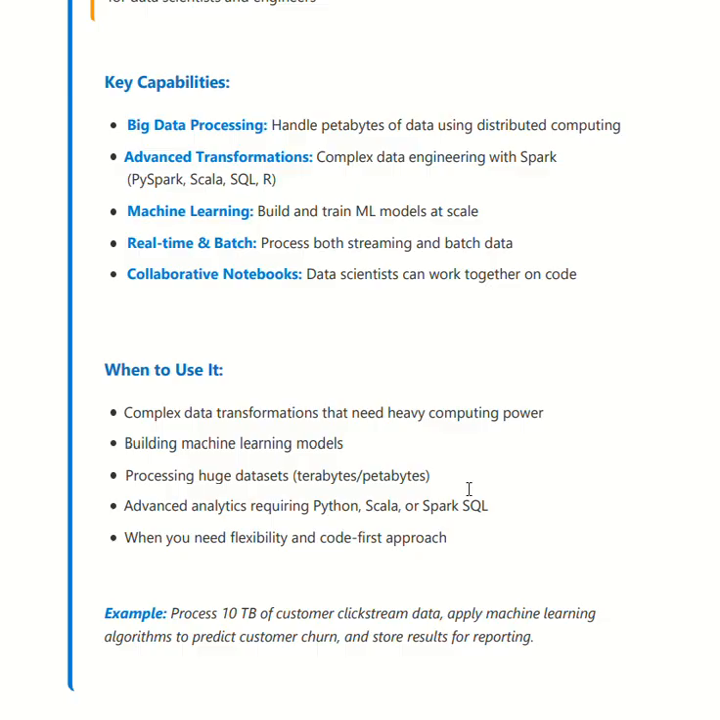So here is a real world example where you have 10 terabytes of customer clickstream data. You want to apply machine learning algorithms to predict customer churn, and that's Databricks' job. It'll process all the data, train your model, and store the results for reporting. So the key difference between Data Factory and Databricks is that Databricks is code heavy and processing focused, whereas Data Factory is orchestration focused.